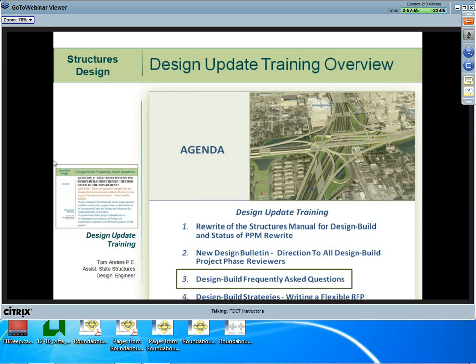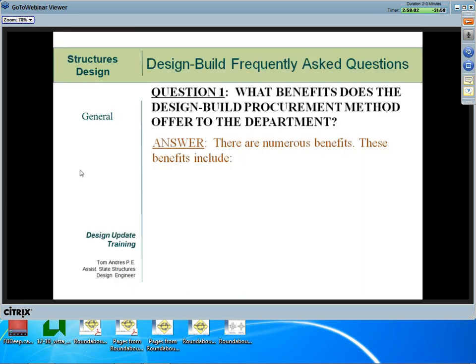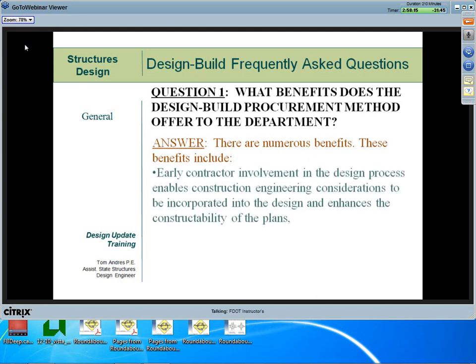Okay, switching gears here. I'm going to go through some design build frequently asked questions. Question number 1. What benefits does the design build procurement method offer to the department? Early contractor involvement in the design process enables construction engineering considerations to be incorporated into the design. Also, constructability issues can be better addressed.